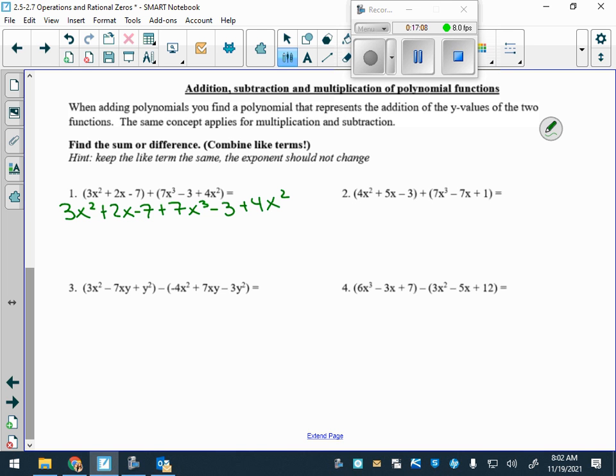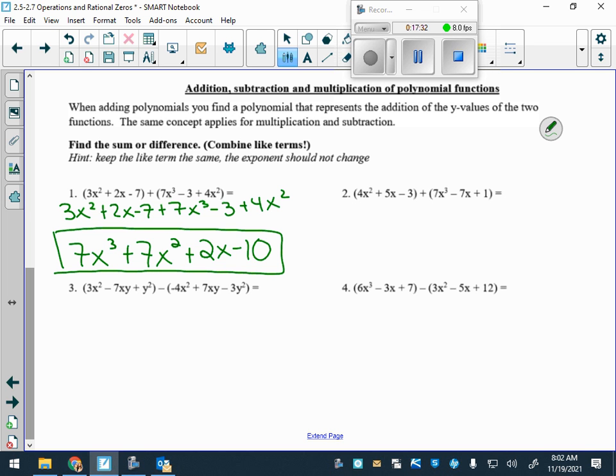All right, for number 1, what do I have? Yep. Careful. Emily? This is cubed and not squared. Okay. All right, it's okay. Good. 7x cubed plus 7x squared plus 2x minus 10. Okay, so we're just adding. Try number 2.